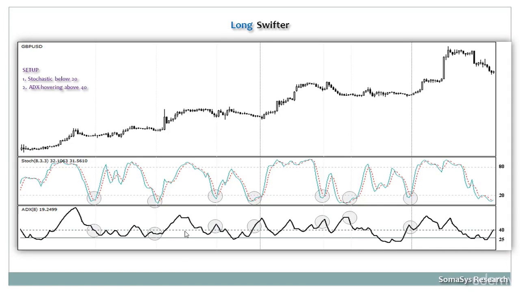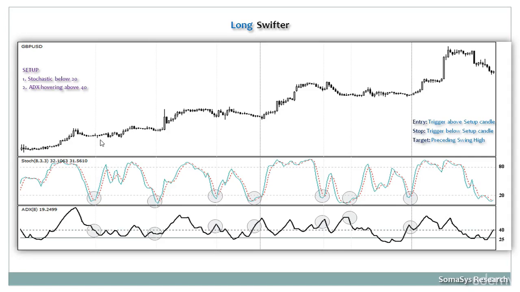Let us now look into entry, stop and target for swifter and also understand the filtering technique. Let's recall that entry is going to be above the setup candle, stop is going to be below that very candle and target will be the preceding swing high. Let's study this first setup on the chart.